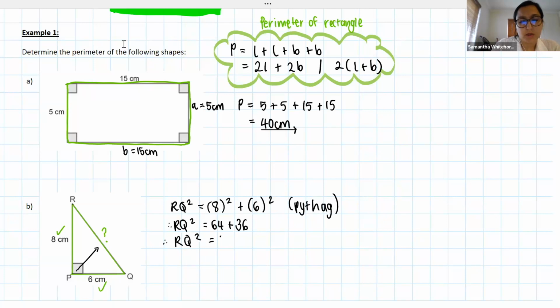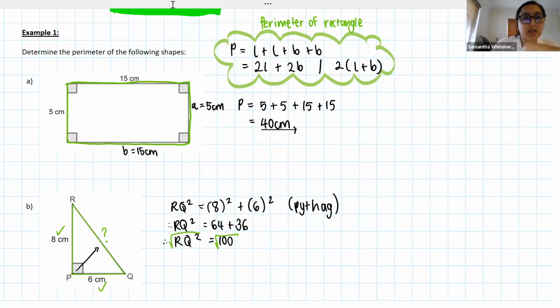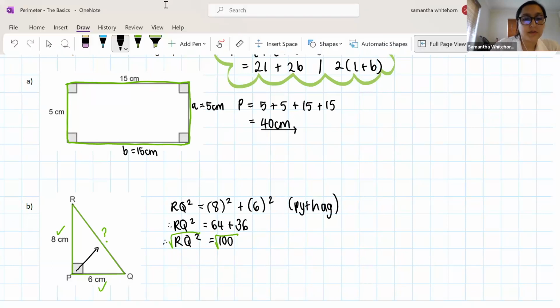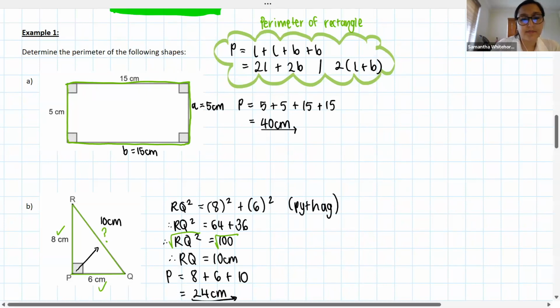Now remember, we don't want RQ squared, we want RQ. So we have to square root both sides in order to get just RQ. And so RQ is equal to 10 centimeters. So now we've worked out what RQ is. We can work out our perimeter, 8 plus 6 plus 10, which gives us 24 centimeters.